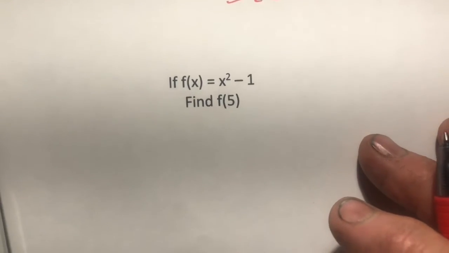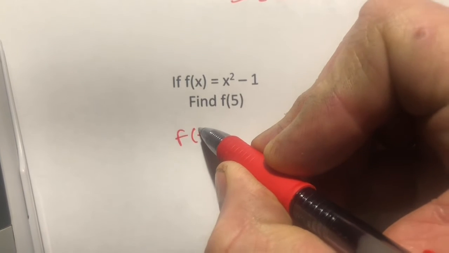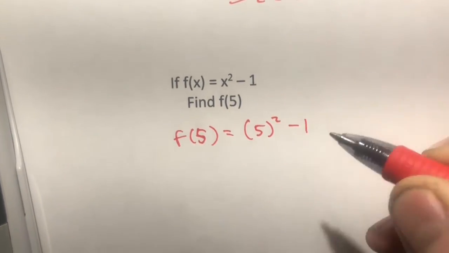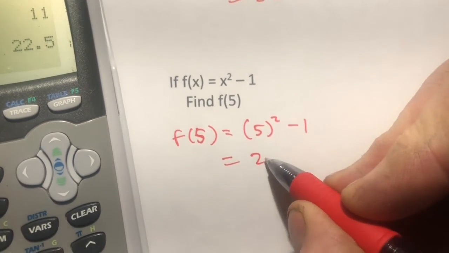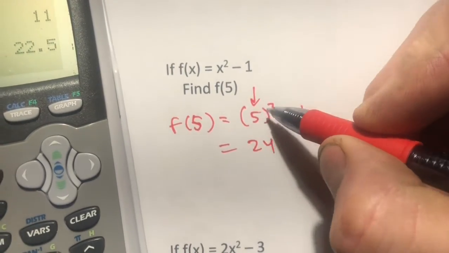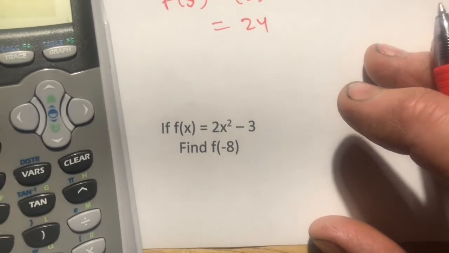Okay. Now here's a square. So I'm going to do f of 5. I'm going to put 5 in there, squared minus 1. Okay, so that's 25 minus 1, which is 24. But it's important that you put this in parentheses every time.